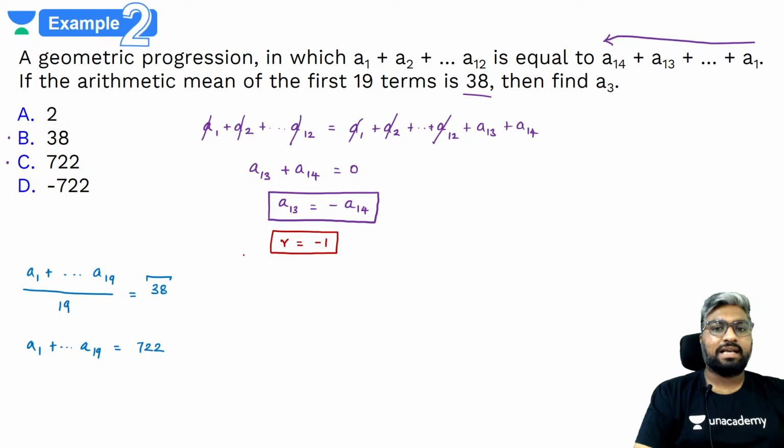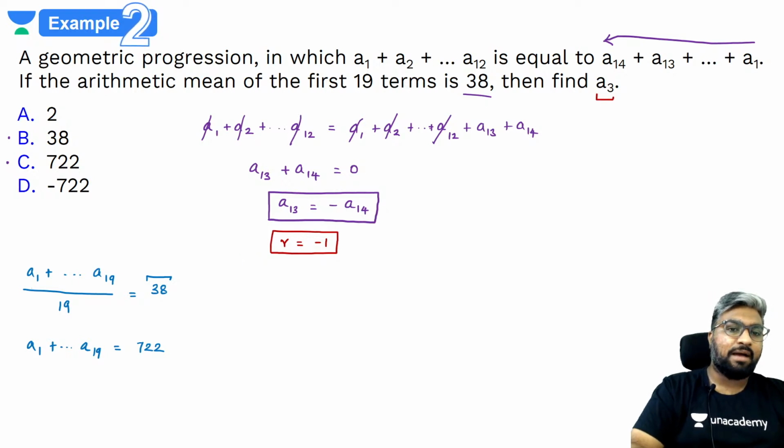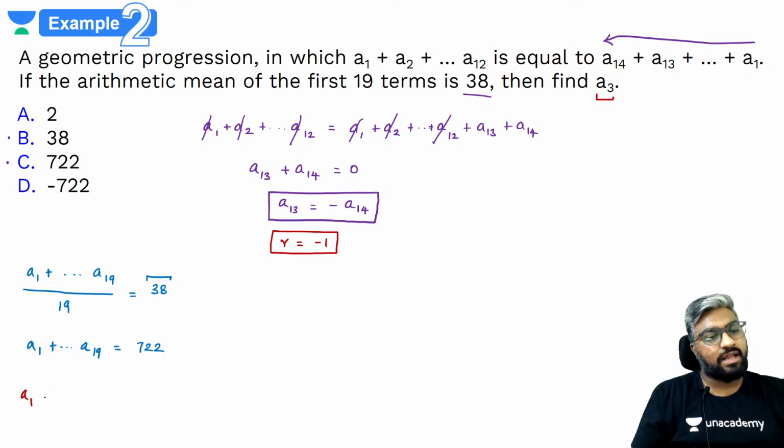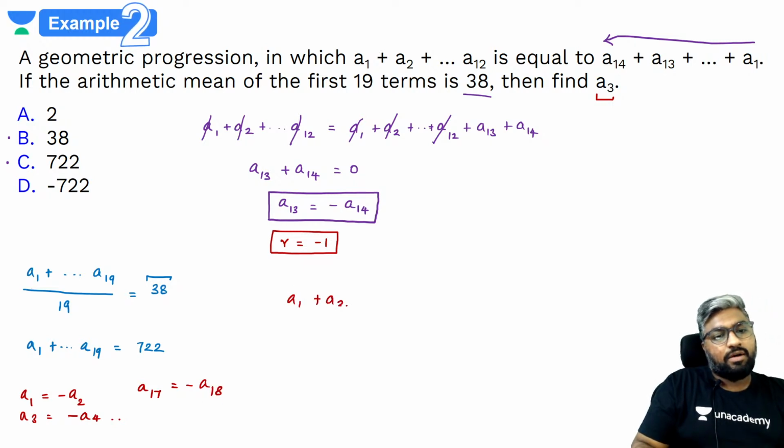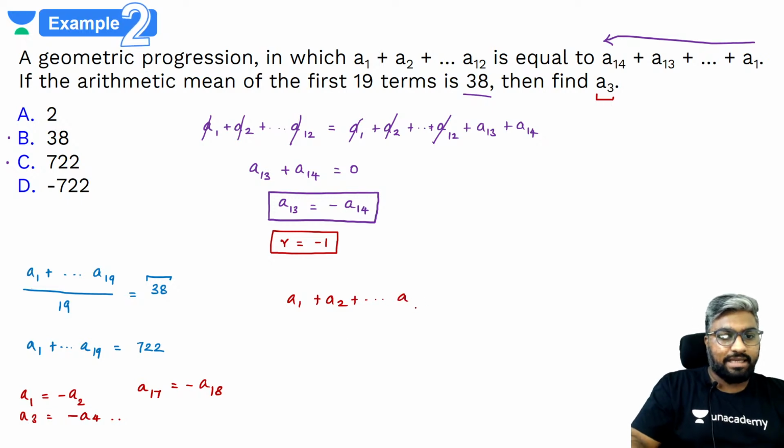Now they're asking what is A3. तो यहाँ पे क्या clear हो गया? Can I say A1 is equal to minus of A2? A3 होगा minus of A4. Will you agree with this? Yes. ऐसे करके A17 will be equal to minus of A18, correct. मतलब A1 से लेके all the way till A18 का sum क्या हो जाएगा, 0 हो जाएगा. Do you agree with this?